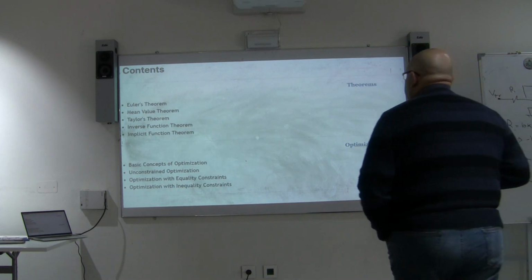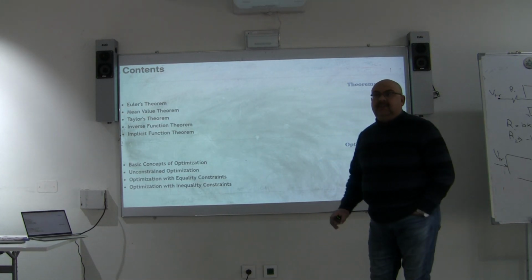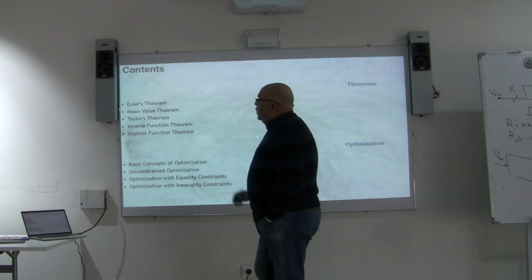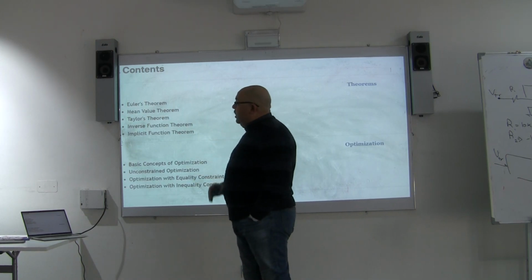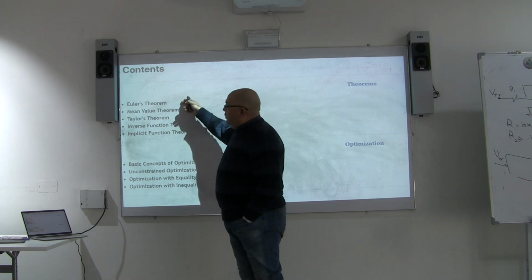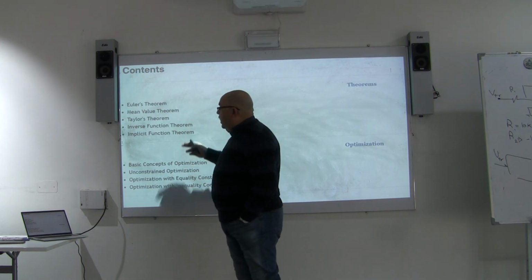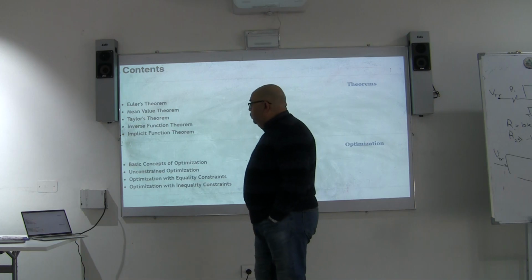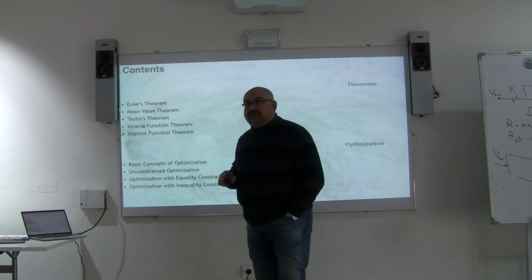Our course in Calculus 2 can be divided into two parts. The first part is about theorems, and the second part is about optimization in particular. For the very first part, we will have just an overview of the derivatives and how to do them. Then we will start with Rolle's theorem, the mean value theorem, Taylor's theorem, the inverse function theorem, and the implicit function theorem in several variables.